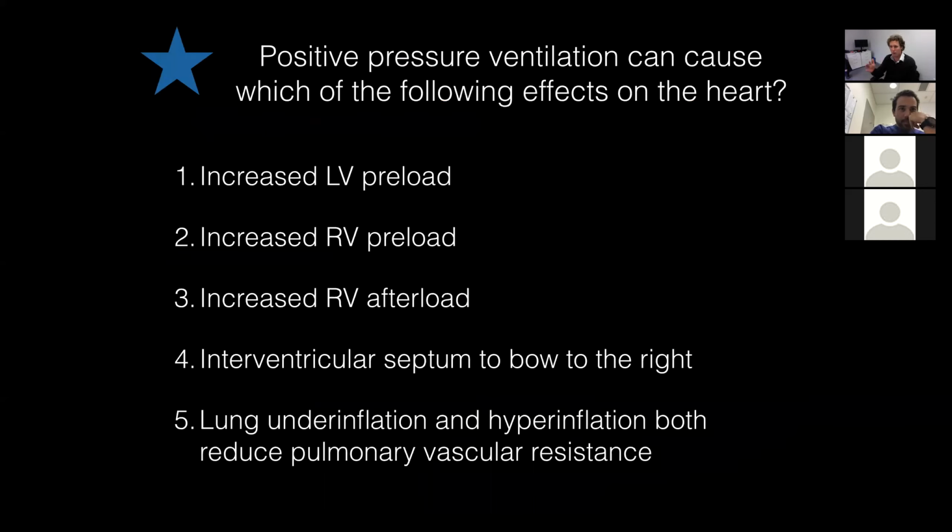So why don't we work through some of this together? So just an MCQ. Positive pressure ventilation can cause which of the following effects on the heart? Can it increase the LV preload? Can it increase the RV preload? Can it increase the RV afterload? Cause the interventricular septum to bow to the right? Or lung underinflation and hyperinflation both reduce pulmonary vascular resistance?